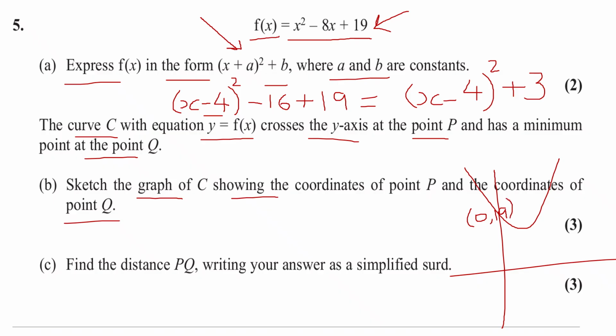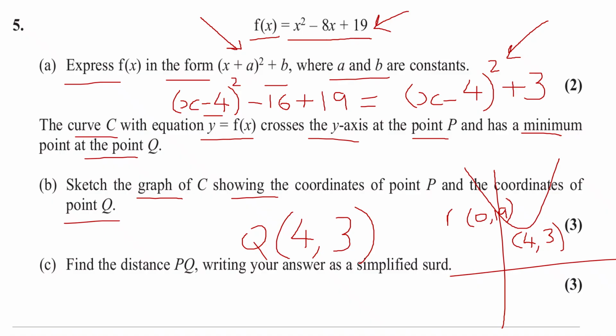And then the coordinates of point Q, which is a minimum point. Now we've completed the square, so we know our minimum point will be the coordinates (4, 3). So that's obviously from our answer to part A. That is the reason why we complete the square, to find our turning point or our minimum point. So Q has coordinates 4, 3, and P has coordinates 0, 19.